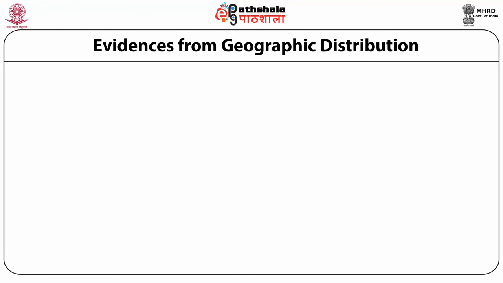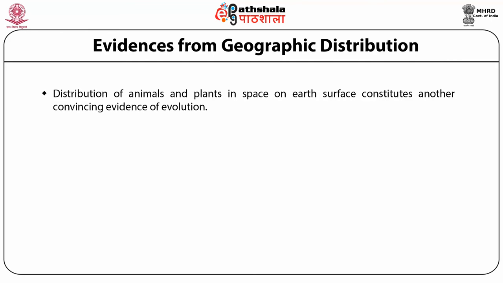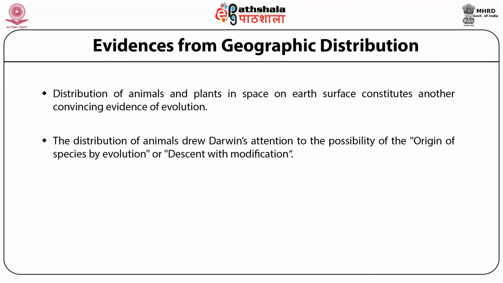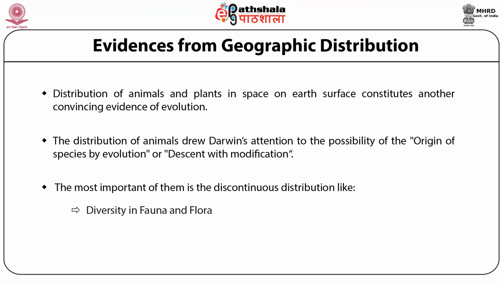Evidences from geographic distribution. The distribution of animals and plants in space on Earth's surface constitutes another convincing evidence of evolution. The distribution of animals drew Darwin's attention to the possibilities of the origin of species by evolution or descent with modification. The most important of them is the discontinuous distribution, like diversity in flora and fauna, and discontinuous distribution of closely related species.